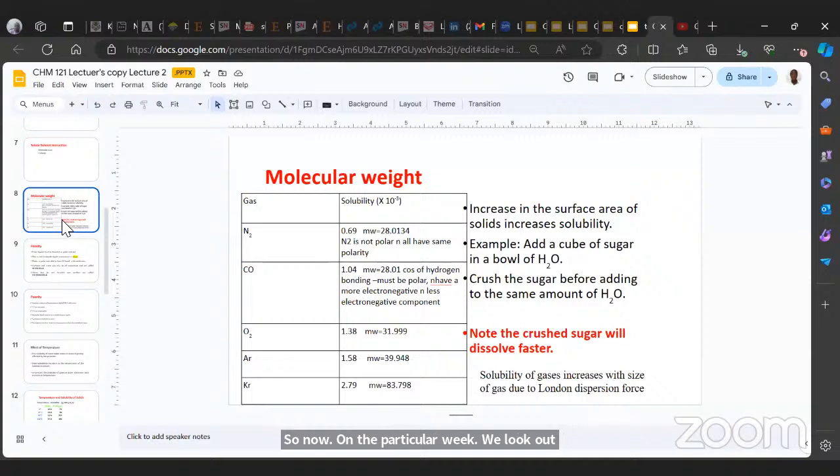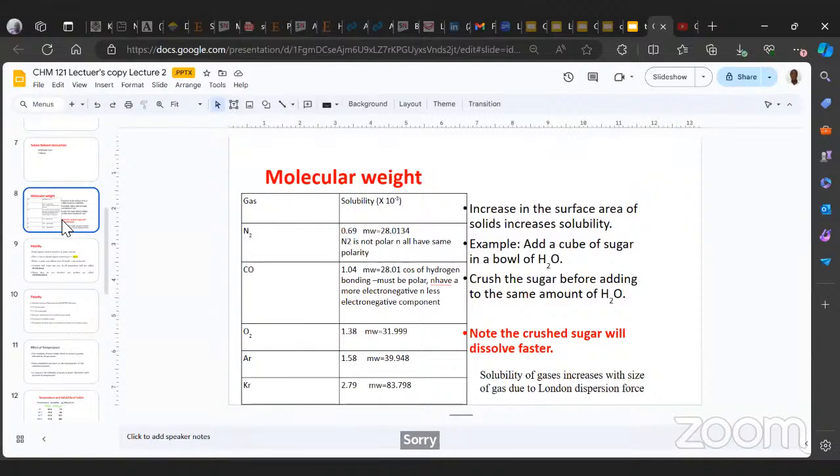Now, nitrogen has a molecular weight of 28.03. Nitrogen is not polar. So we are looking at this table now. Look at nitrogen, CO, oxygen, argon, and Kr, krypton. Nitrogen is the most soluble, followed by CO, followed by oxygen, followed by argon, followed by Kr.